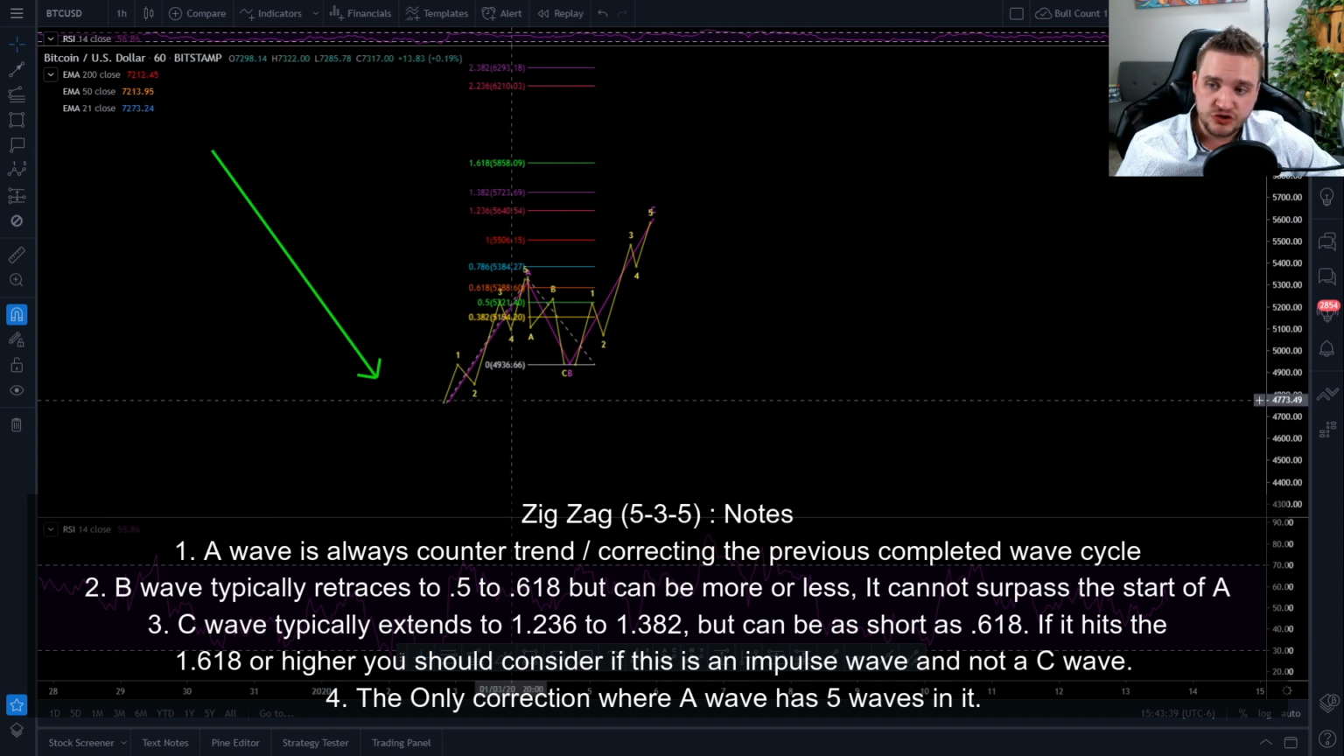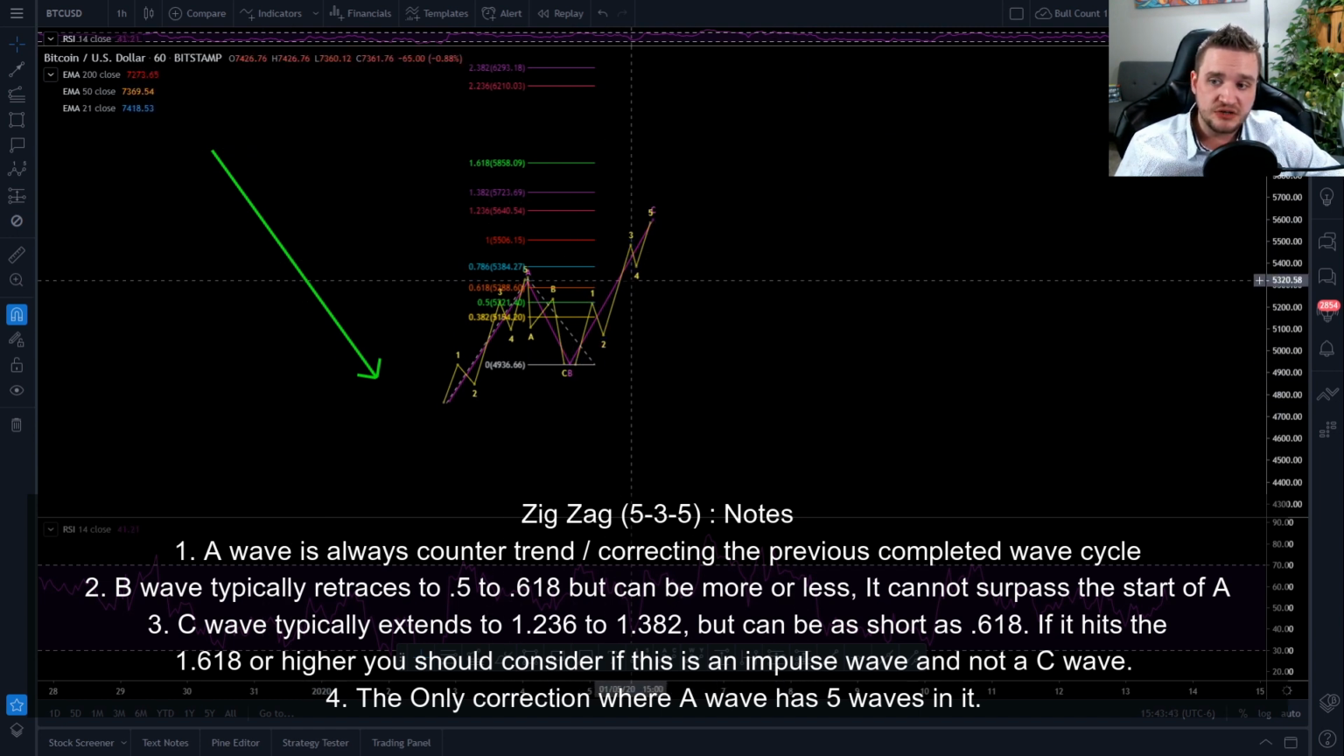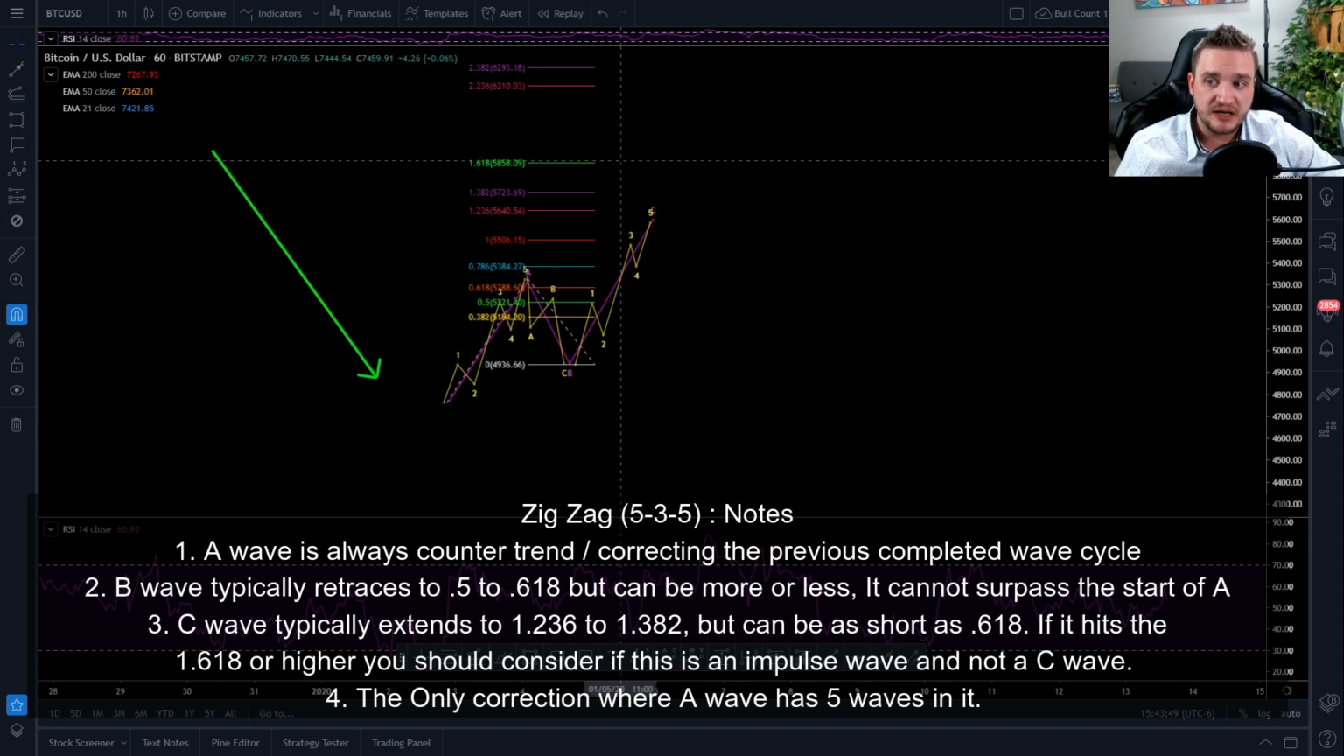So you know what the larger trend is, you know that you're correcting it. The other thing too is the Fibonacci relationships with it. For the most part, C waves are going to hit a 1.236 to 1.382 pocket. They're not going to hit the 1.618. Does it happen? You bet.